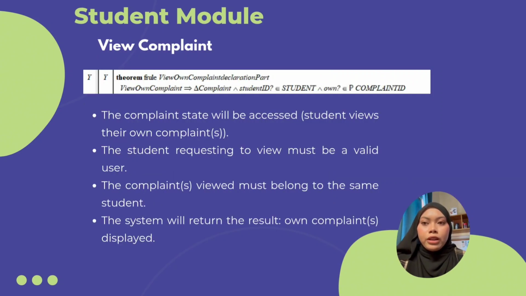For view own complaint declaration part, this theorem is used to formally verify the view own complaint operation. It checks two main things. First, the student ID must come from the set of valid students. The output, which is a set of complaint IDs, must be a subset of all possible complaint IDs. In simple terms, this theorem ensures that only a real student can request to view complaints. The list of complaints returned to them only contains valid complaint IDs that they actually own.